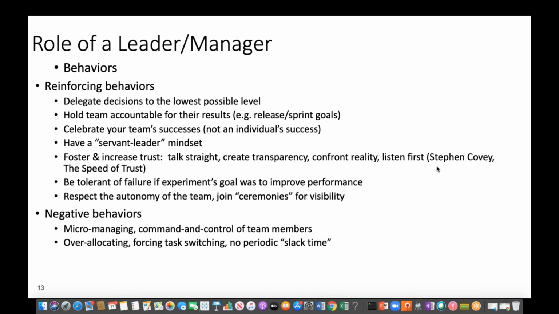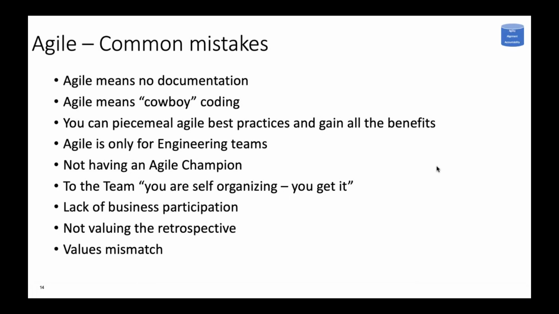Common mistakes. Agile means no documentation. Guys, Agile never says no documentation. What Agile says is just enough documentation. But if you are working on a compliance or a regulatory project, there is nothing you can say that we cannot document, because that is by law or by rule, you need to document.